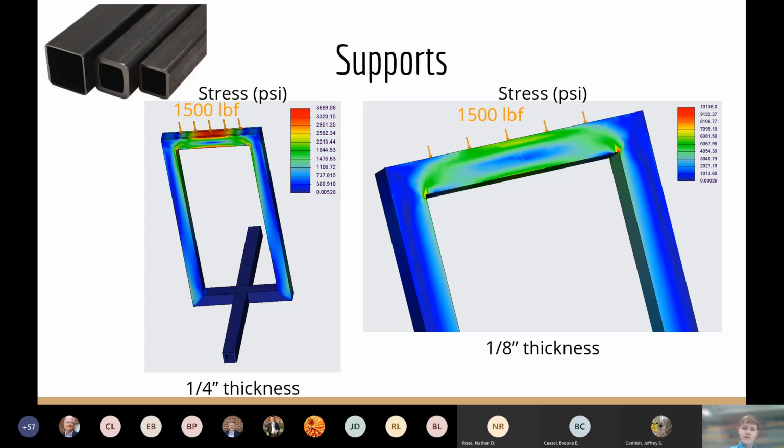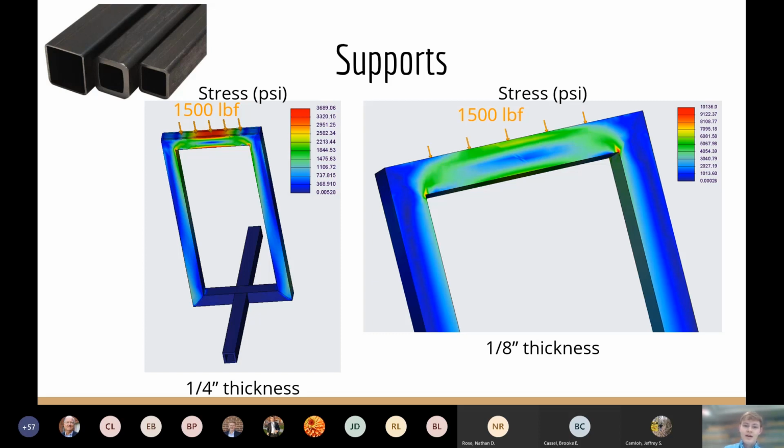This is our early configuration that we determined the thickness with. So on the left, you can see a 1,500-pound force is applied to the top of this structure. That's to simulate the weight of the flume and other parts. And on the left is 1/4 inch thickness, on the right is 1/8 inch thickness. So we wanted to see what kind of stresses result from this weight.